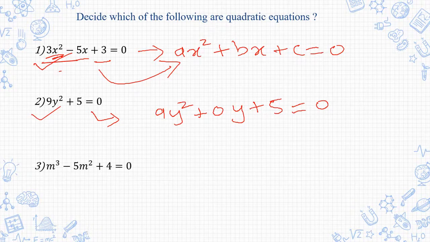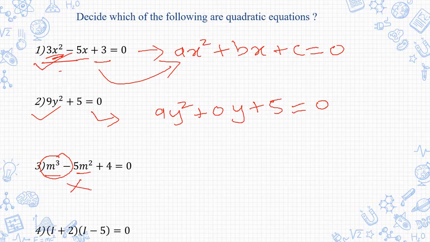If we see the third one, m cube minus 5m squared plus 4 equal to 0. Now we know by the definition of a quadratic equation, it has to have one variable and the maximum power of that variable has to be 2. But in this case, although it has only one variable, the maximum power of the variable is 3. So this is not a quadratic equation.